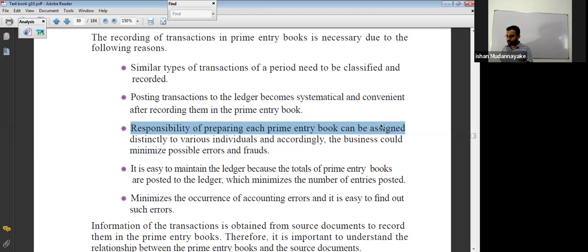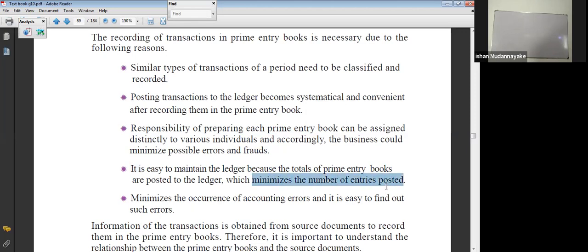In the fourth one, please highlight. It is easy to maintain the ledger because the totals of the primary books are processed to the ledger, which minimizes the number of entries posted. To minimize the number of entries posted, we can use primary books. Please highlight: minimize the number of entries posted.